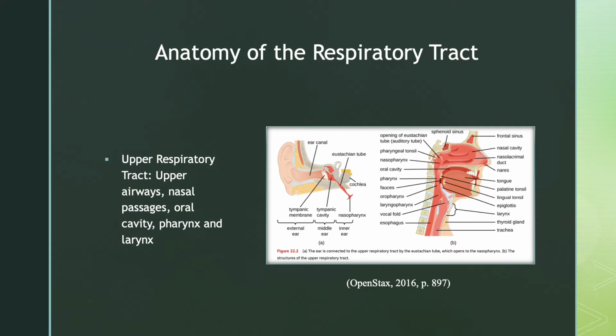The respiratory system can be divided into upper and lower portions. The upper respiratory tract contains the upper airways, nasal passages, oral cavity, pharynx, and larynx. When you inhale through the nose, air travels through the nasal cavity into the nasopharynx, then through the oropharynx and laryngopharynx. Once this air passes under the epiglottis and into the trachea, it reaches the lower respiratory tract.